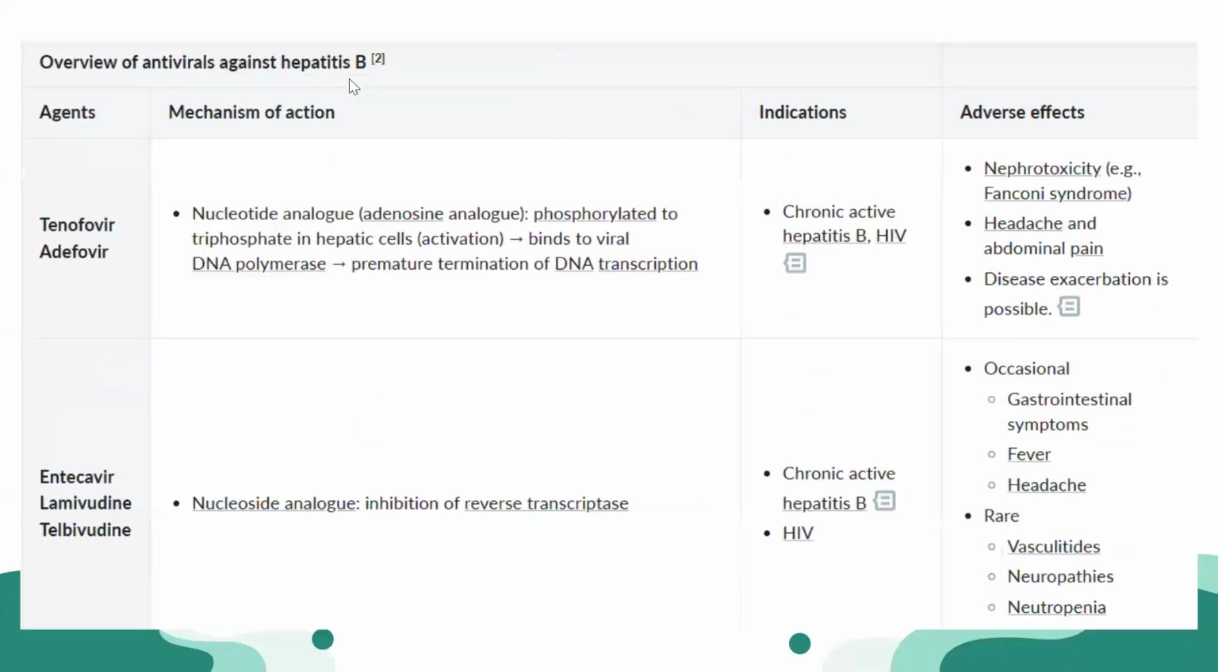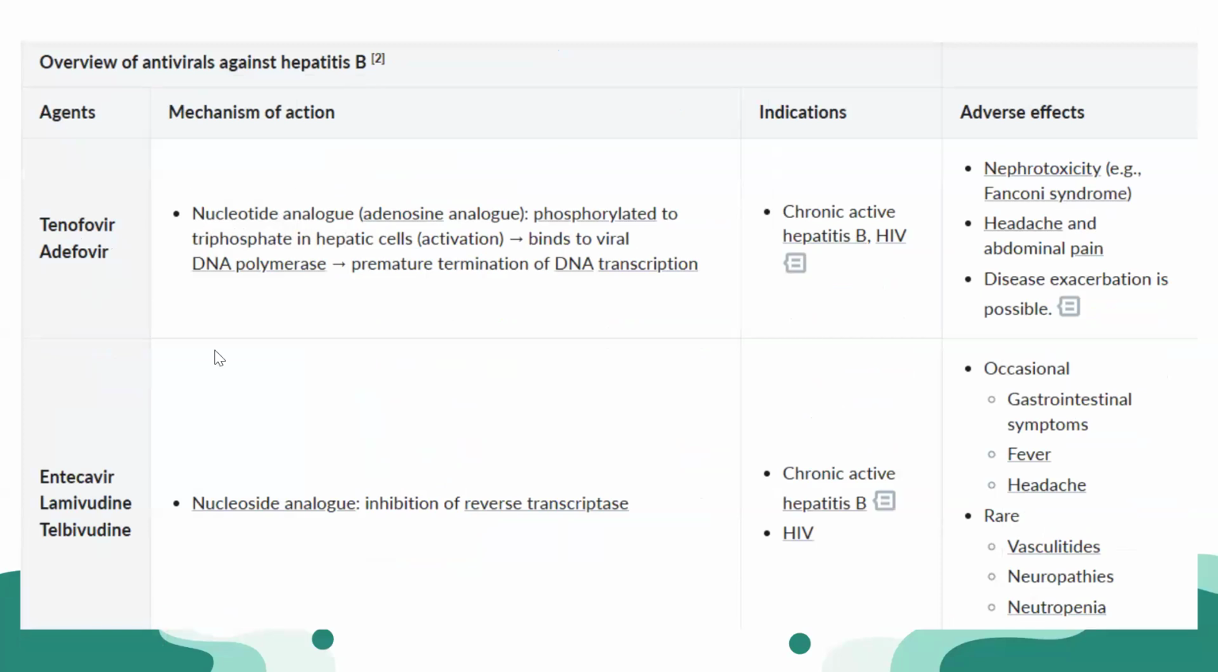Moving on, now we're talking about hepatitis B specific antivirals. So we have two different classes of drugs. We have tenofovir, and in the same class, we have adefovir. Both of them have the same suffix, fovir, and this is how we're going to group them together. What these do is that they're nucleotide analogs.